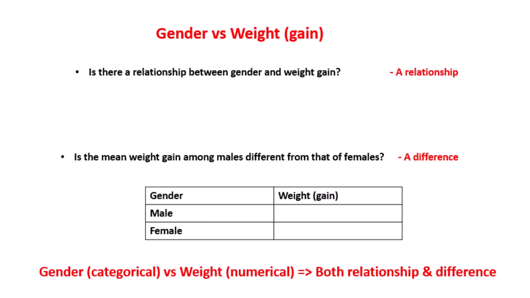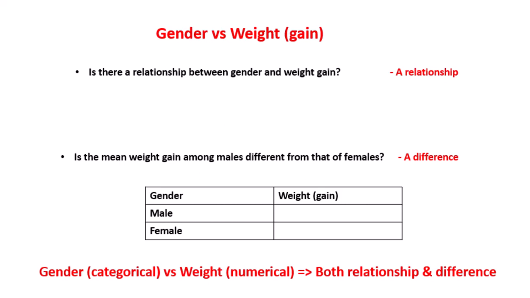So this is applicable to every question you are trying to assess that looks at a categorical independent variable and a numerical dependent variable. In this case, our weight gain, the dependent variable, is numerical, versus gender, our independent variable, which is categorical. So whenever you have such an arrangement, the question you are attempting to answer can be seen as both a difference or a relationship, depending on the context of your research.